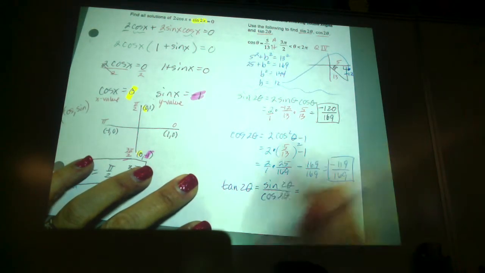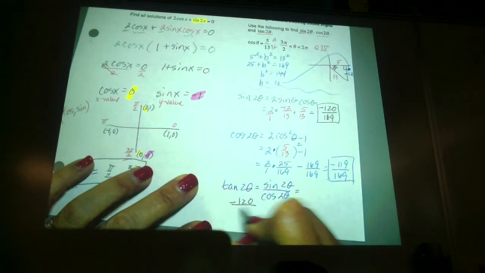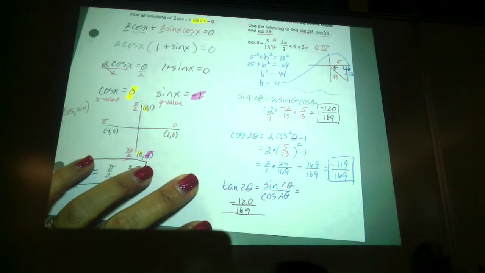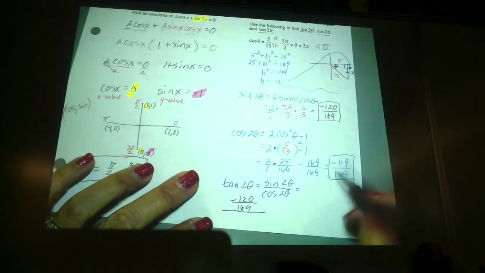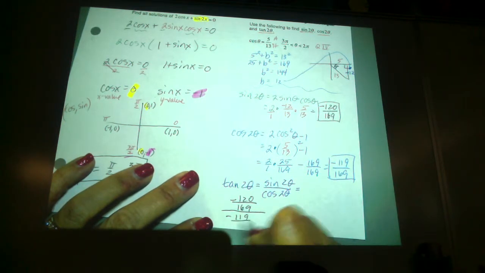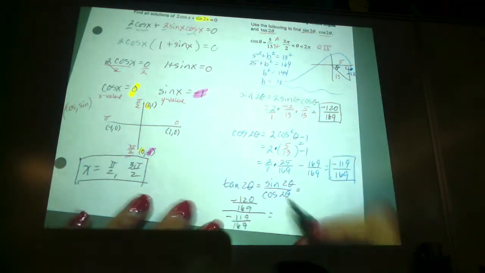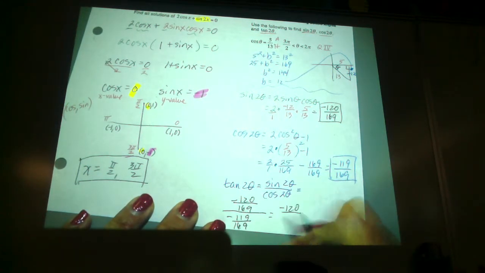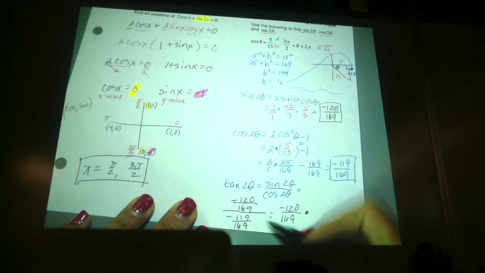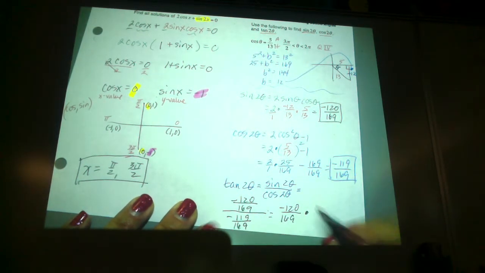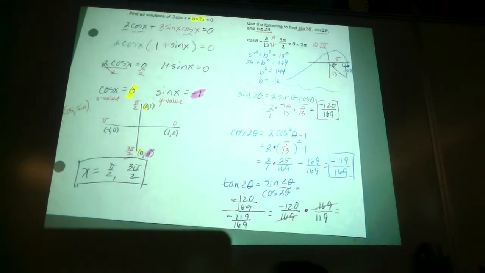Sine is negative 120 over 169, all divided by cosine, negative 119 over 169. When you have a fraction, don't you take the numerator exactly as it is, negative 120 over 169, and multiply it by the reciprocal, negative 169 over 119? Typically, you should find that your denominators cancel out.